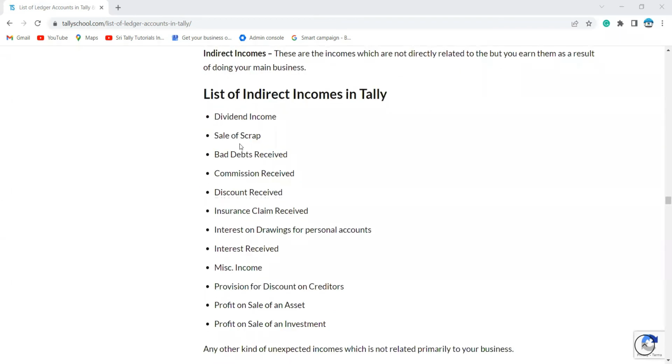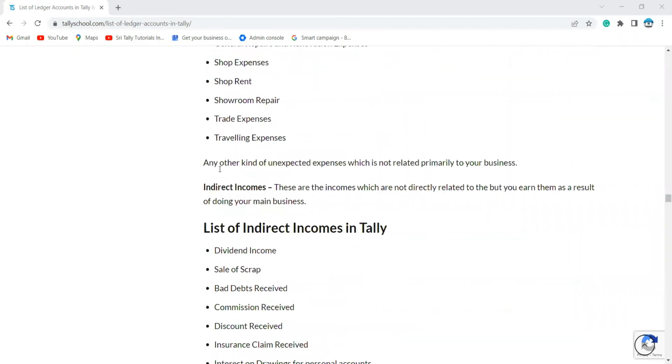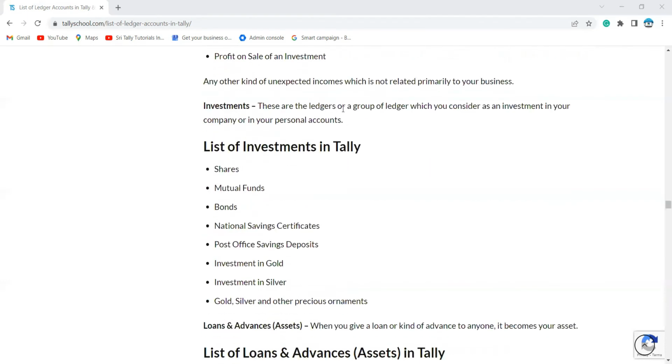Dividend income, sale of scrap, bad debts recovered, commission received, discount received, insurance claim received. All this comes under indirect incomes.